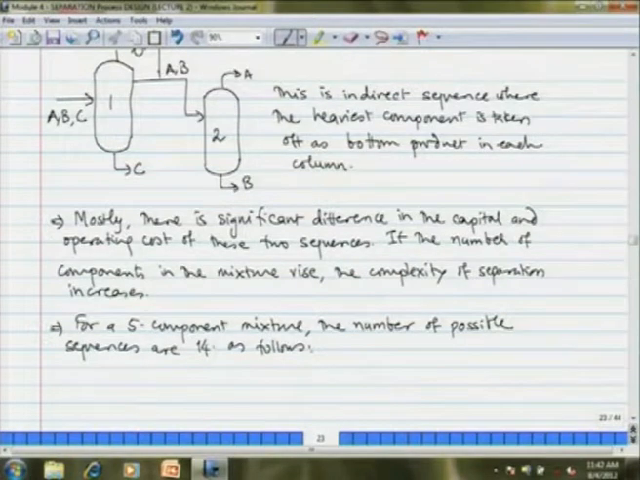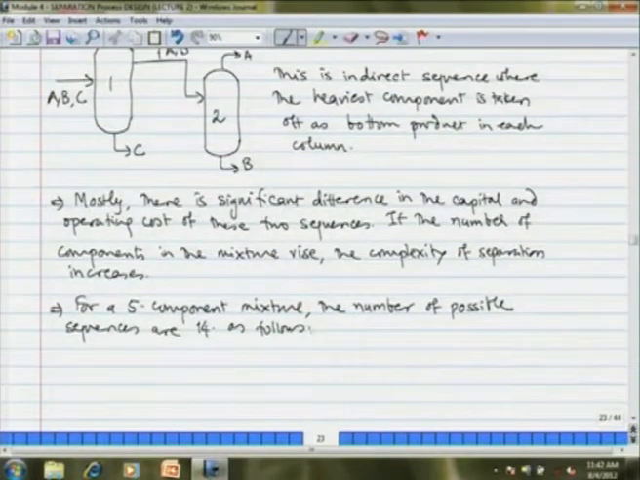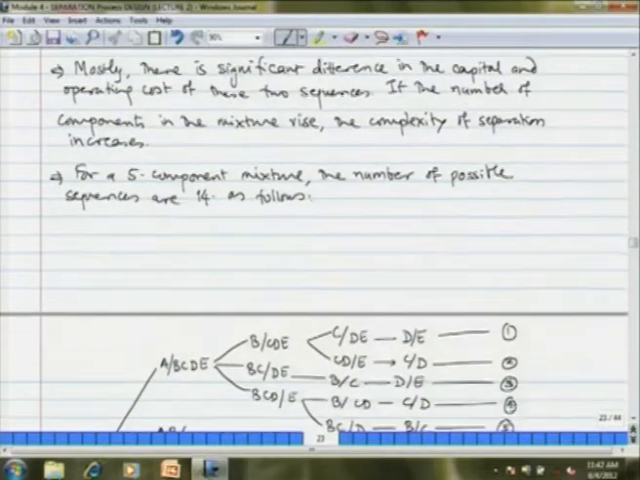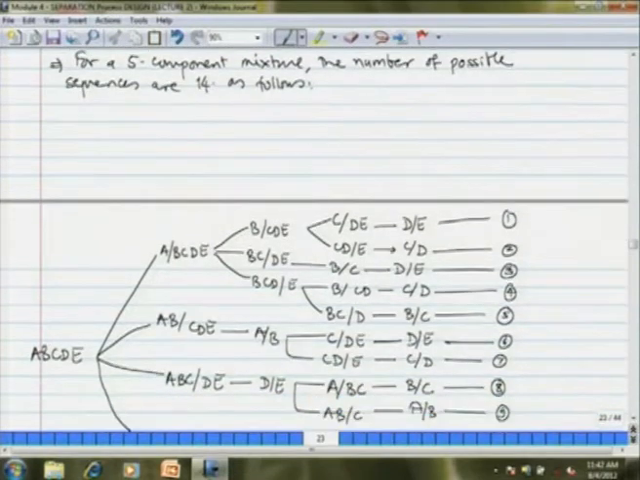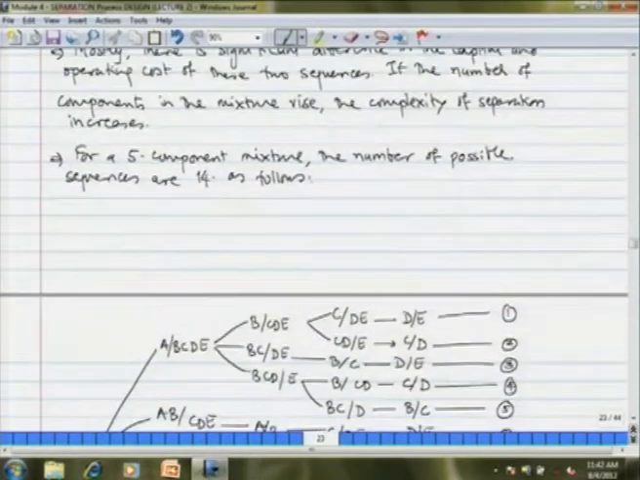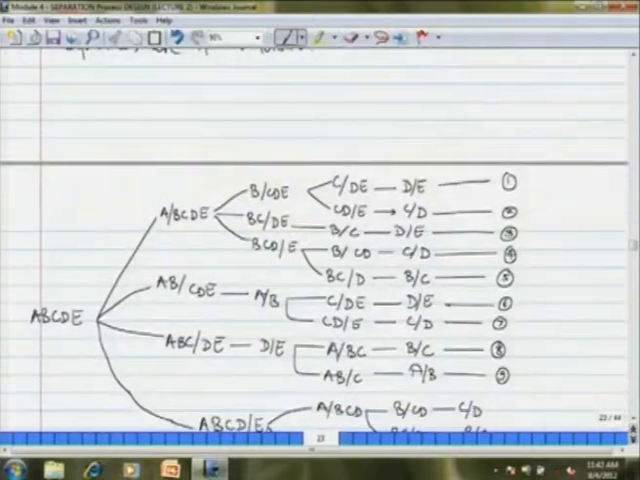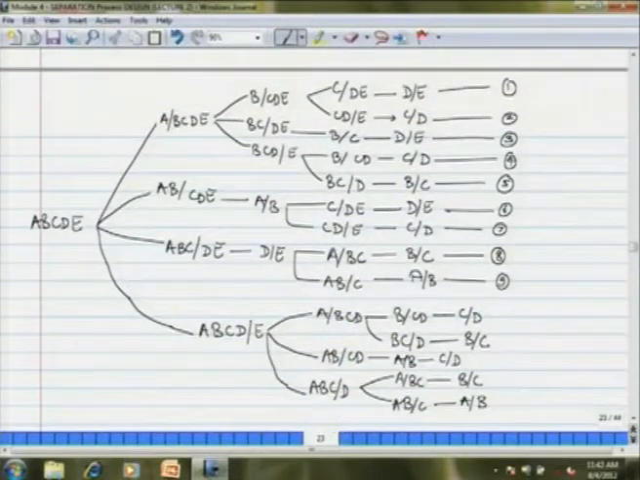Now, what I have given here is an example for a 5 component mixture. Instead of A, B, C, let us say we have a 5 component mixture A, B, C, D, E, then there are 14 possible sequences, and these 14 sequences are now on the screen. First, the A, B, C, D mixture, the direct sequence, where the components are removed in the order of volatility.